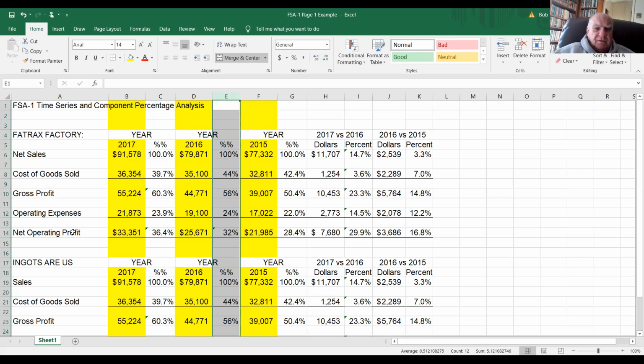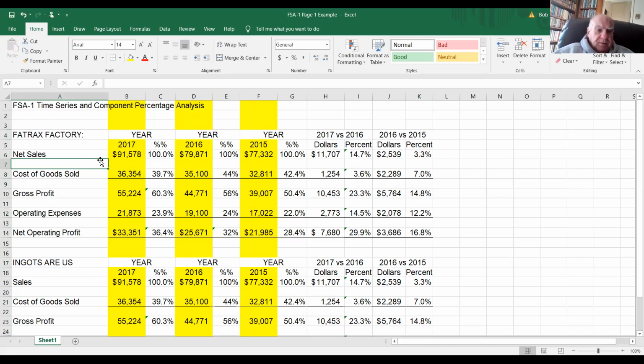Oh, it's formatted a little differently. I'm not going to worry about that now. But we want that extra decimal, that one decimal point, okay? So if net sales are 100% and cost of goods sold is 39.7%, 100 minus that better equal 60.3%.